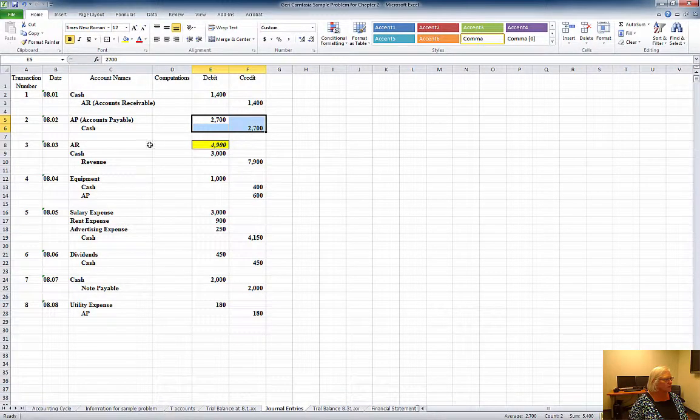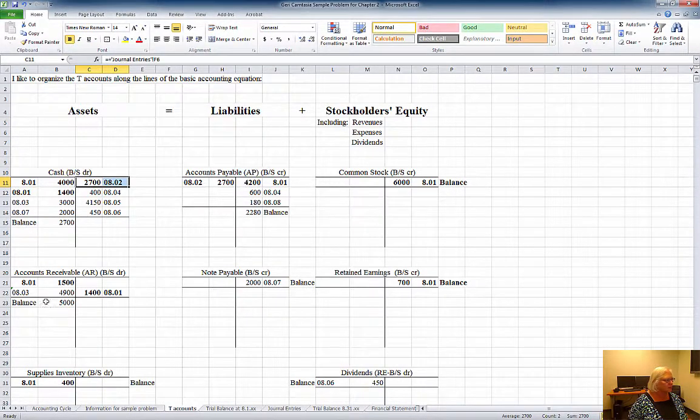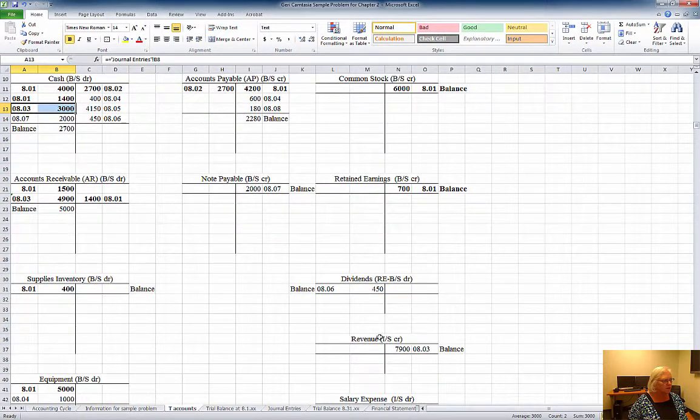Journal entry 3, debit accounts receivable $4,900, debit cash $3,000, and credit revenue $7,900. Let's see if I can get that right. All right, we're going to debit accounts receivable $4,900. We're going to debit cash $3,000. So that's a total of $7,900, and that is going to be our credit to revenue $7,900.